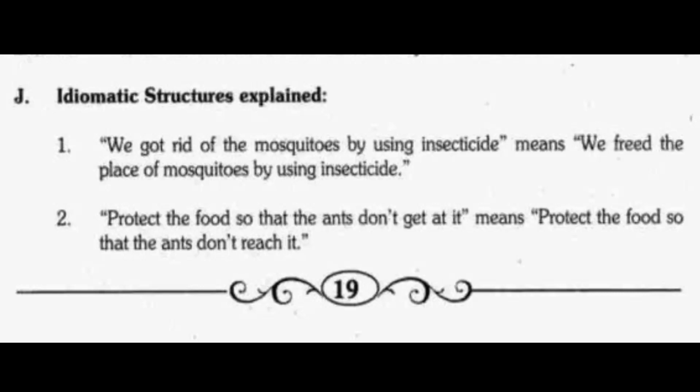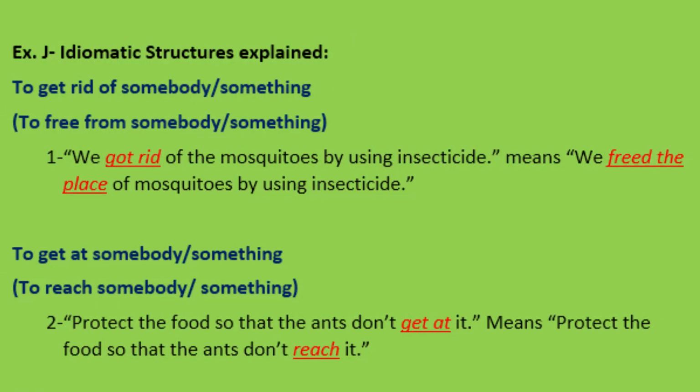You may do this exercise in your register the way I have shown you here on the screen. You have to give the heading of exercise J and then give the heading of idiomatic structures explained. Then in sentence number 1, there is an idiom used, got rid, which means freed the place. And in sentence number 2, there is an idiom used, get at, which means to reach. So I have written the original idiom along with the meaning in brackets, and then I have written sentence number 1 and sentence number 2.